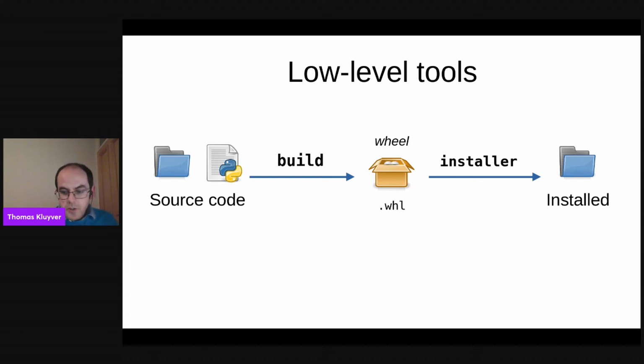So pip is a user-focused tool, and it does a whole lot of things within one big package. We're aware that's not ideal for people building packages for different packaging ecosystems. So build and installer together are a pair of lower level tools that you can use for your packaging workflow. The idea is that build goes from the source code to a wheel, and installer goes from the wheel to the installed files ready to be used.